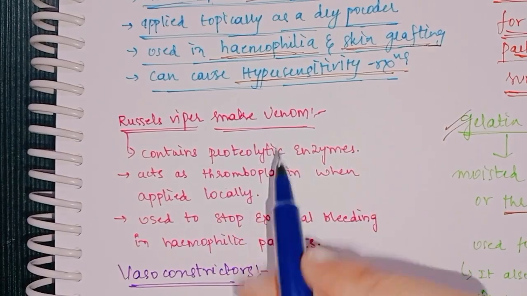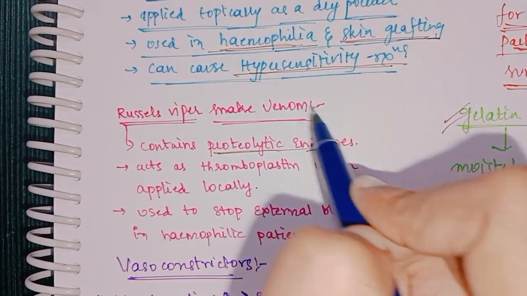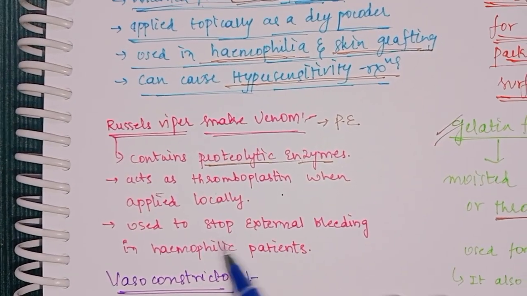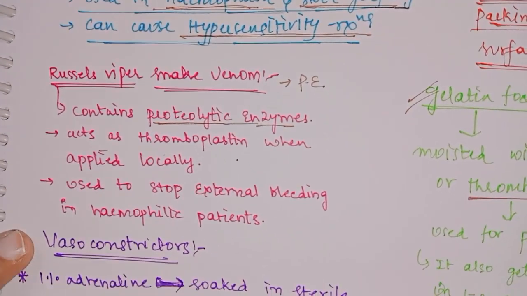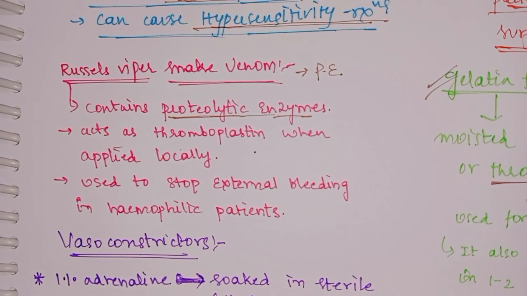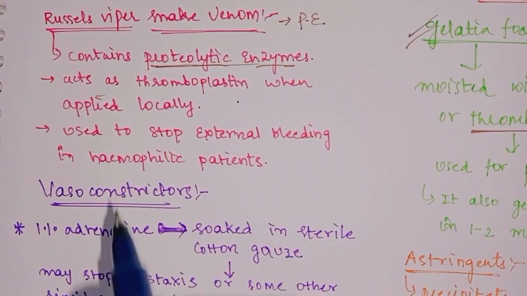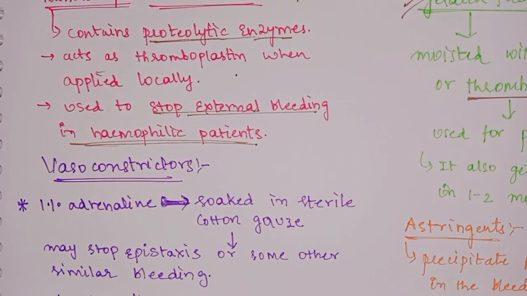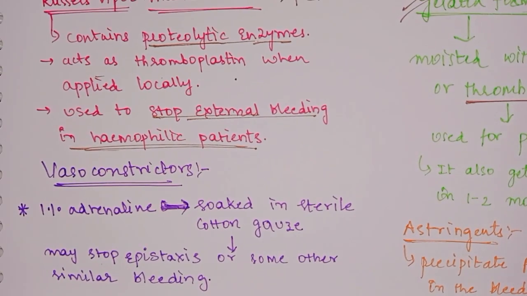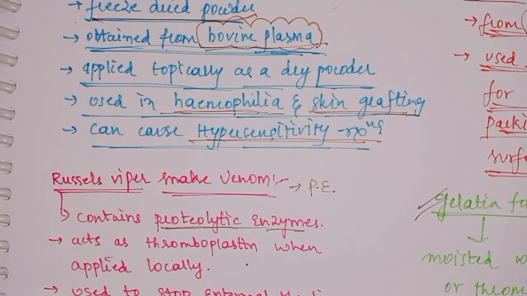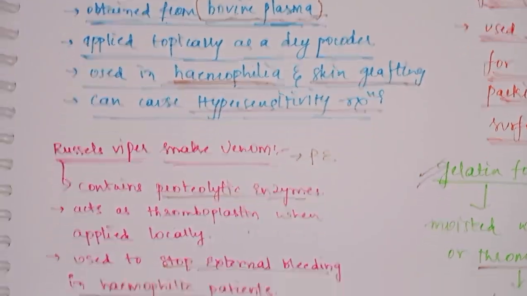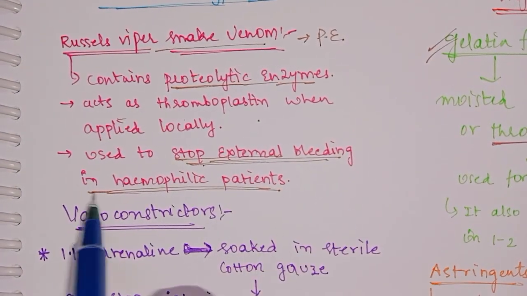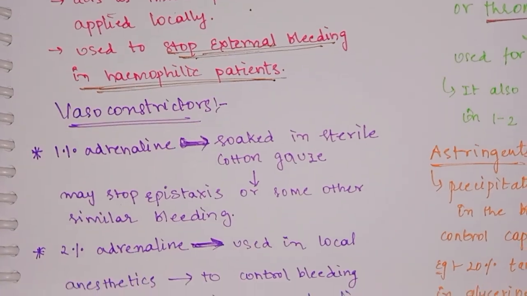Russell's viper snake venom contains proteolytic enzymes. It acts as thromboplastin when applied locally. It is used to stop external bleeding in hemophilic patients. Let us remember, thrombin was also used in hemophilia, and Russell's viper snake venom is used to stop external bleeding in hemophilic patients.